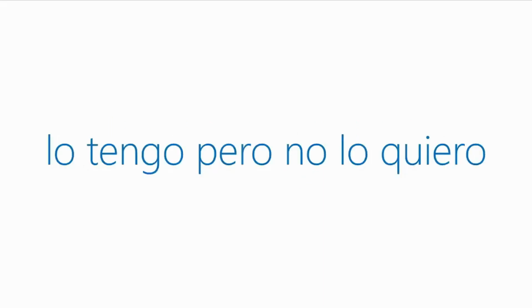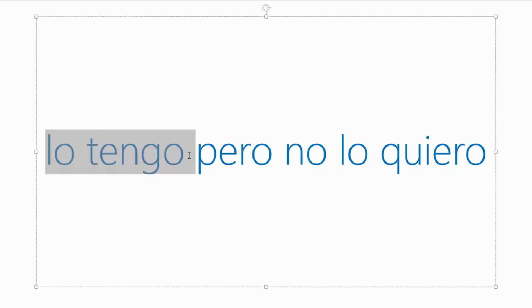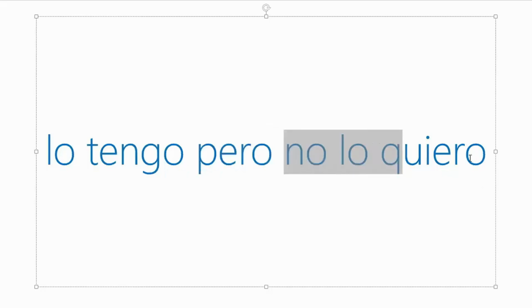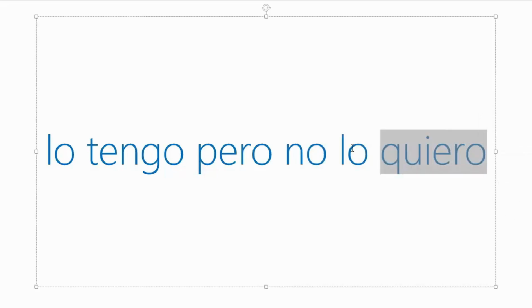Lo tengo, pero no lo quiero. So I have it, lo tengo, it I have. But, pero, I don't want it is simply no lo quiero. Because quiero is I want, lo quiero, I want it, and I don't want it would be no lo quiero. Try to say, I have it, I want it, and I need it.